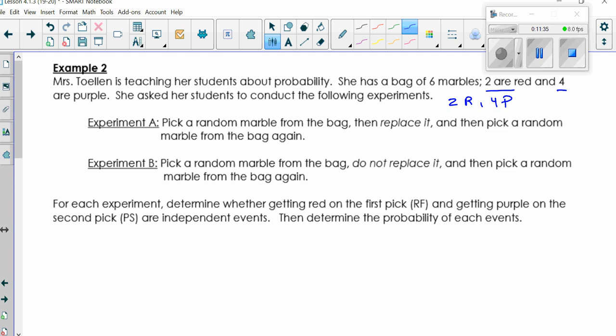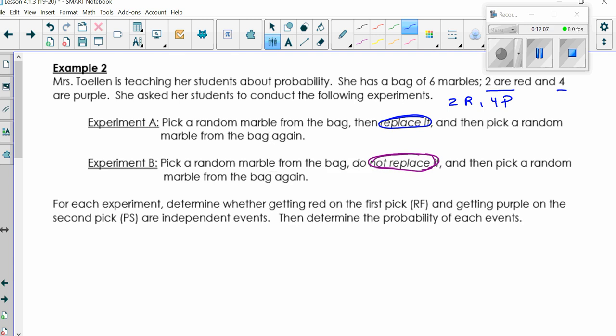Experiment A is that she picks a random marble from the bag and then replaces it. It's important. And then picks a random marble from the bag again. Experiment B is that she picks a random marble from the bag, does not replace it, and then picks a random marble from the bag again. Okay. So if you can imagine that there's a bag of 6 marbles, and somebody picks a random marble out of the bag and then replaces it and then picks a random marble from the bag again.